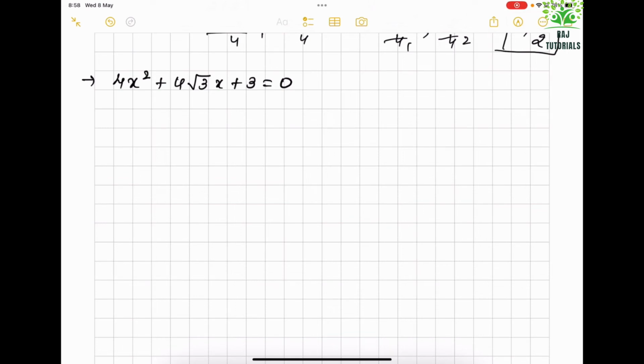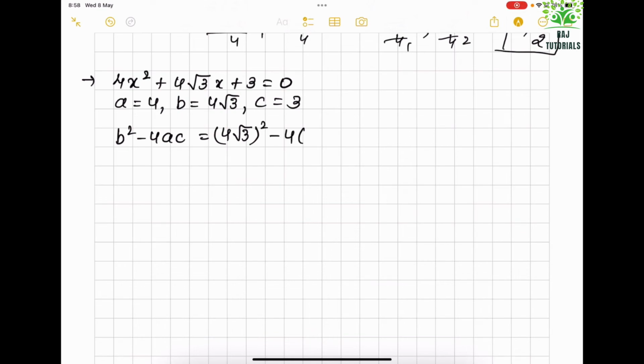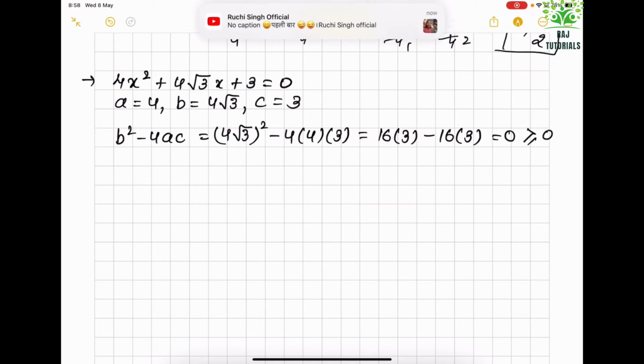Coming to the solution, first a is 4, b is 4 root 3 and c is 3. So let us check b square minus 4ac. That is 4 root 3 whole square minus 4 into 4 into 3. So that will be 16 into 3 minus 16 into 3. So naturally this is 0, which is greater than or equal to 0. So I should have real roots.